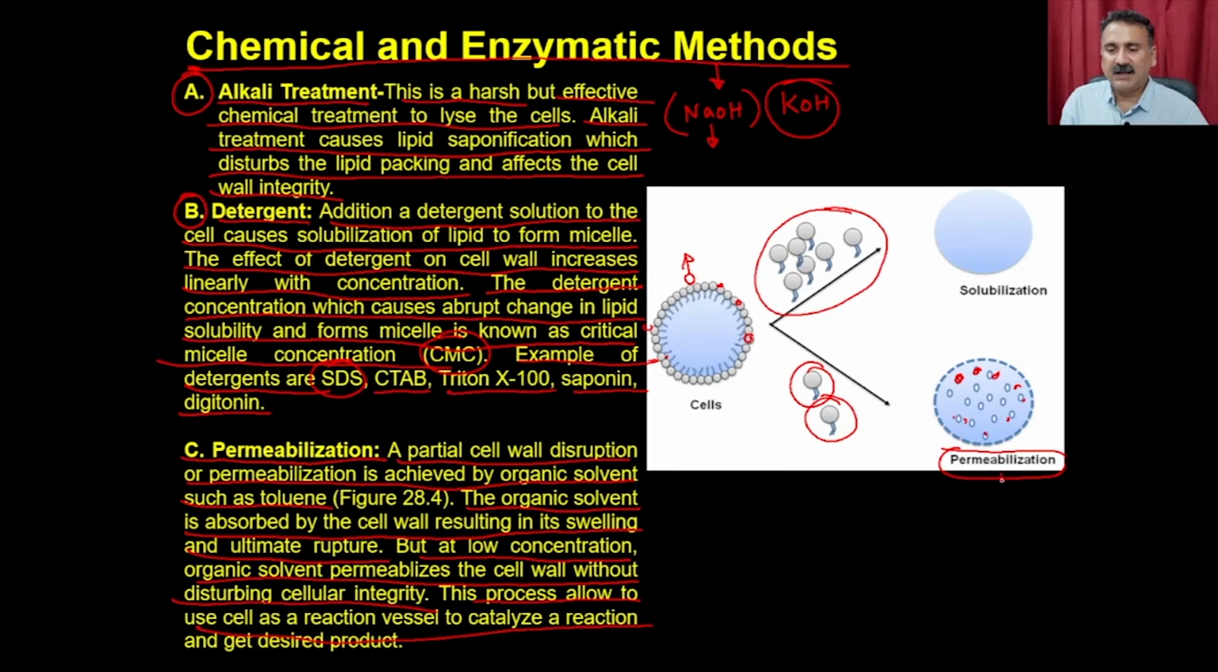So permeabilization has a very good advantage, because it is going to make the cell a vessel. You can convert the cell into a reaction vessel.